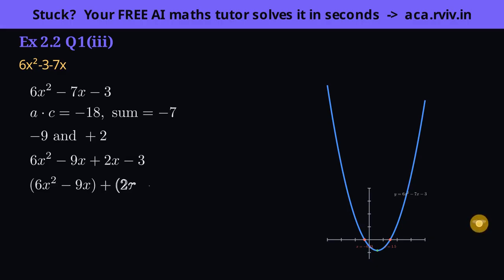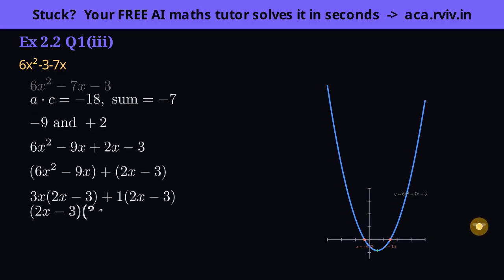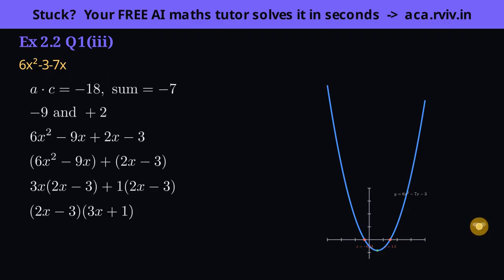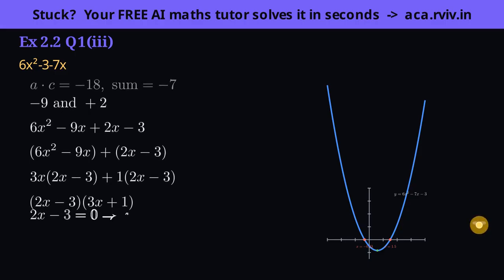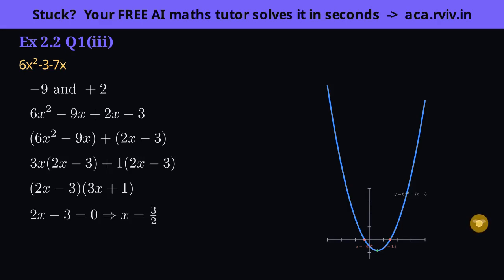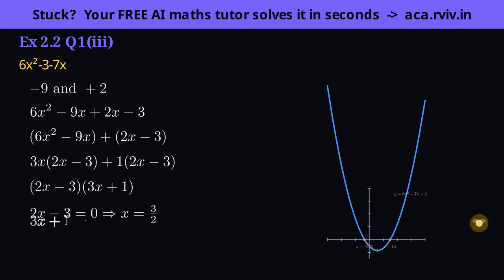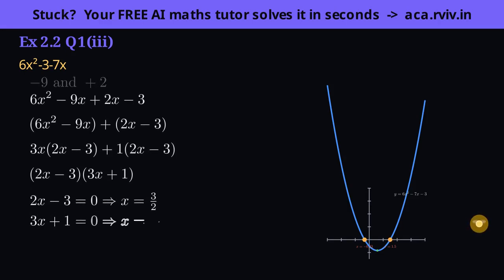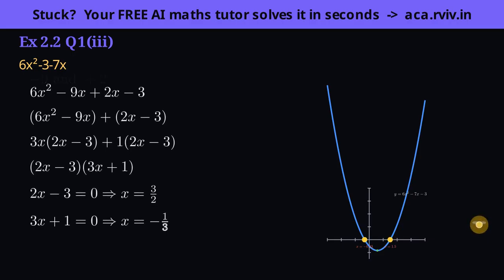Group into two pairs. Pull the common factor from each, 3x from the first, and 1 from the second, so the shared bracket shows. Both pairs share 2x minus 3, so factor it out. Set the first factor to 0: 2x minus 3 is 0 gives x equals 3/2. Set the second to 0: 3x plus 1 is 0 gives x equals minus 1/3.